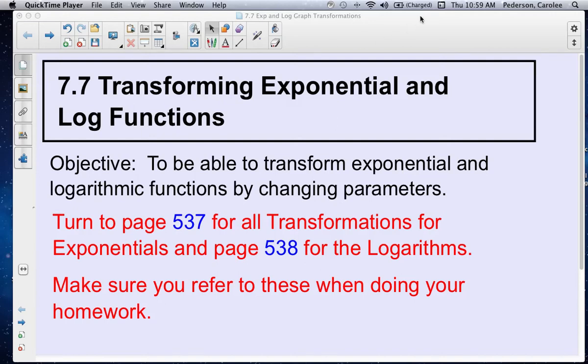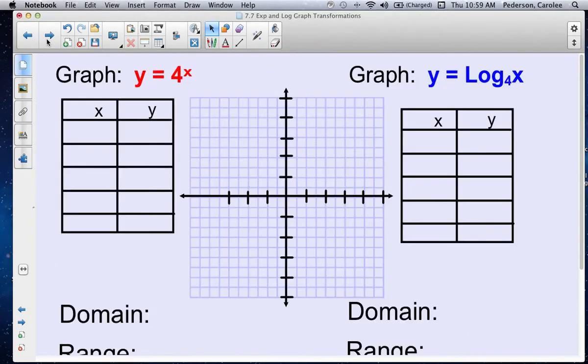This topic is on transforming exponential and logarithmic functions. In the Algebra 2 textbook, you want to turn to page 537 for the transformations of exponentials, and on page 538 for the logarithms. Please make sure you pause and do that now. What we're going to go ahead and do is graph an exponential function and then a logarithmic on the same graph. This should be a review for you.